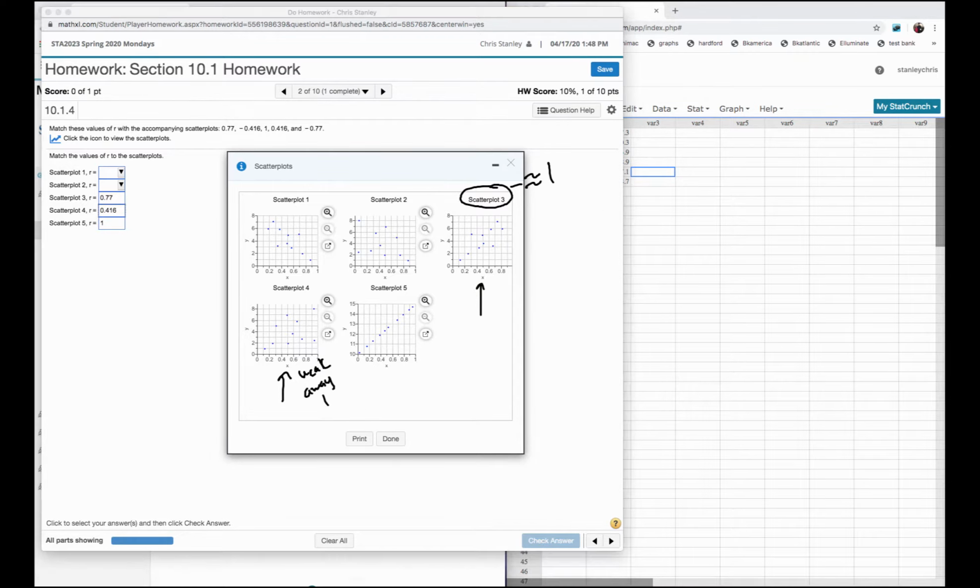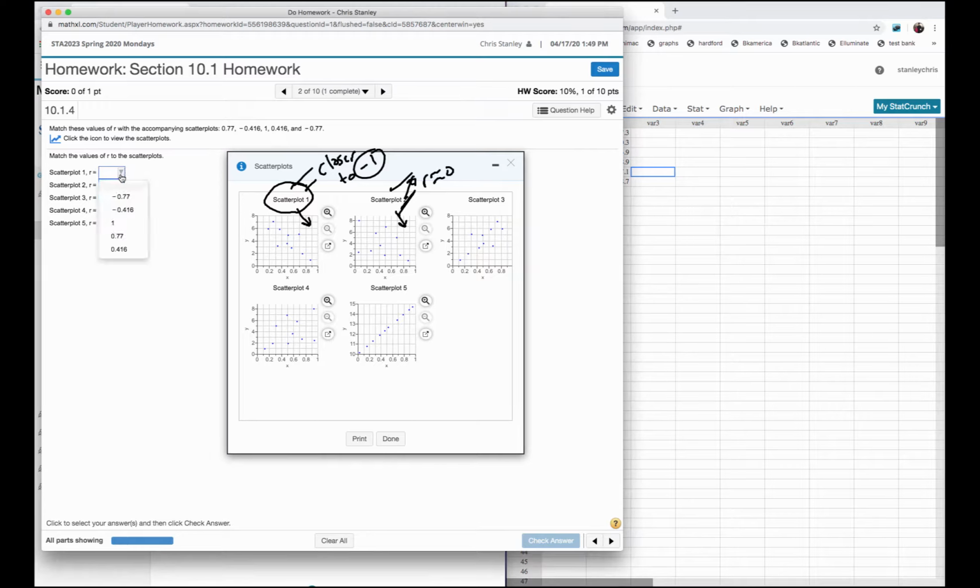Now we have these two negatives. What I mean by negative is, see how that one's going down that way, and that's going down. So which one looks stronger? The one that's more compact is stronger, and I will go with scatter plot 1. So this is going to be closer to -1. This R will be closer to 0. I'm not going to say it's going to be 0 exactly, it's probably going to be about this one, close to that. So scatter plot 1 is going to be closer to -1. And there we go.